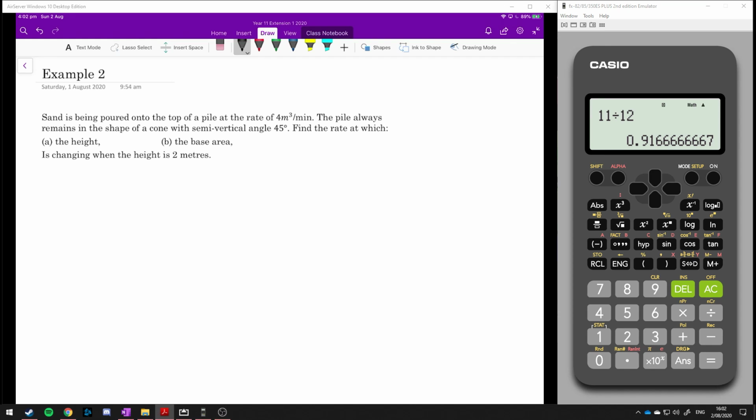Okay, so let's have a look at a tougher rates of change question. Now, this one is sand is being poured onto the top of a pile at a rate of 4 meters cubed per minute. The pile always remains in the same shape of a cone with a semi-vertical angle of 45 degrees. Find the rate at which the height, A, and B, the base area, is changing when the height is 2 meters. Okay?